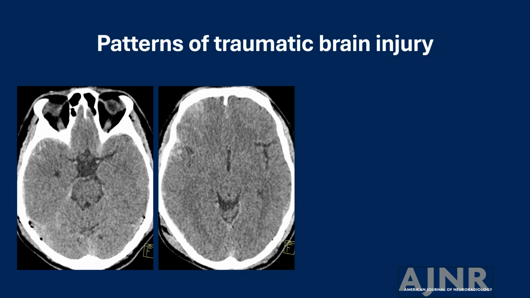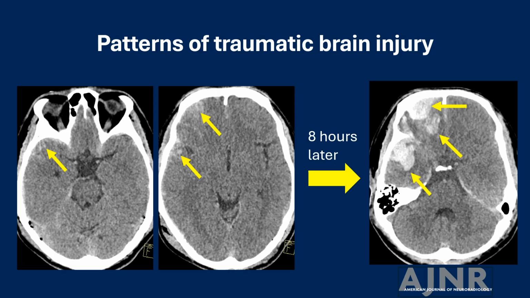In this case, we can see that there are rounded as well as ill-defined foci of hyperdensity in the right frontal and temporal lobes. On the follow-up exam, we can see that these hemorrhages have increased in size.